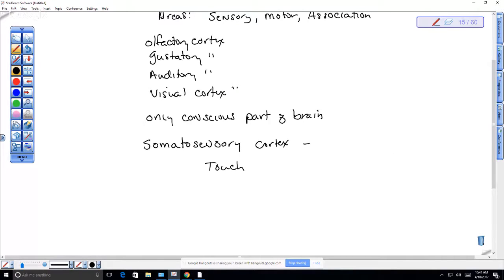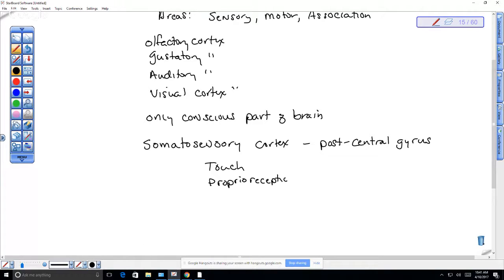It is actually on the post-central gyrus. I'll show you a picture of that in a second. We also have proprioception.